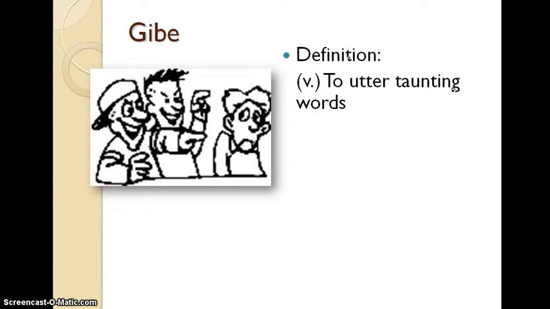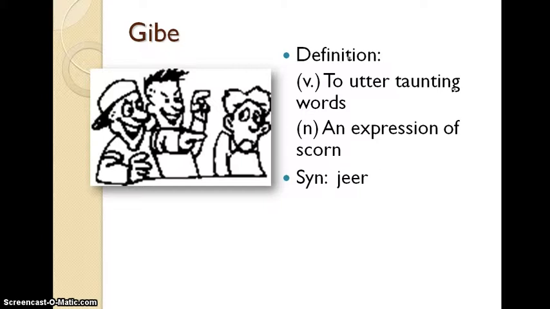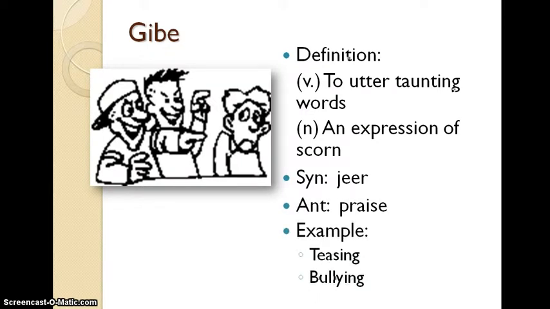Think of a synonym right now for jibe. Jeer, mock, make fun of, right? It could also be a noun, which is an expression of scorn. Good. Synonym to jeer, and antonym to praise. Examples are teasing and bullying. So jibing people is not a good thing. It's a kind of a negative thing. I'm not sure what number we're up to right now, but let's keep on going.